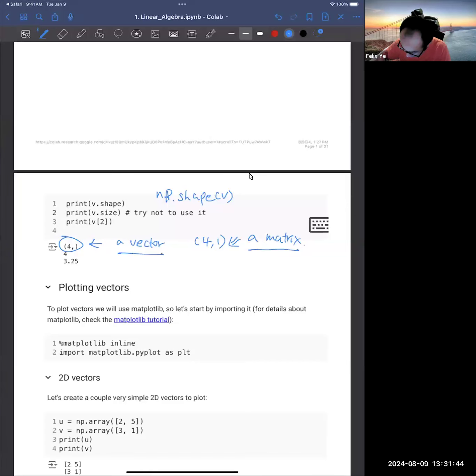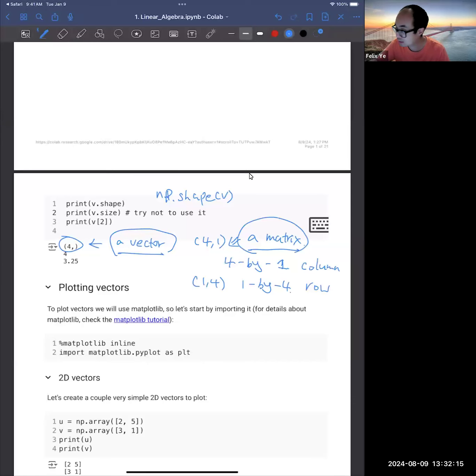For a vector, there's nothing about a row or a column; it's just a vector. But this is a 4x1 matrix, and that is also different from a 1x4 matrix. This one is a column and this one is a row. This is fundamentally different in NumPy, so you should never mix them up.